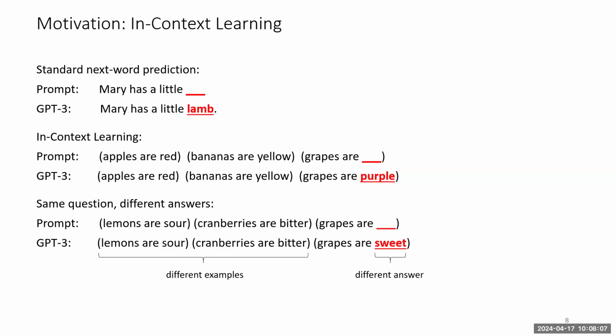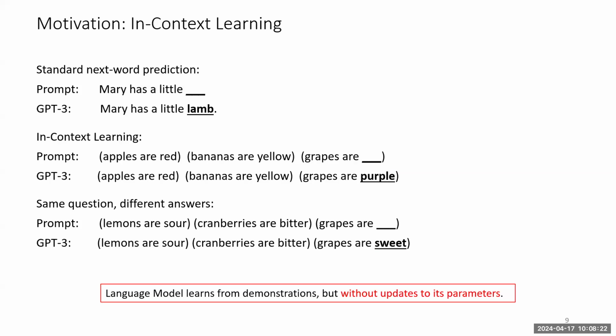If instead I give two examples that lemons are sour and cranberries are bitter, then the language model, to the same question of what are grapes, instead answers that grapes are sweet. This phenomenon is surprising because the language model learns from the demonstrations, but does not need to make any updates to its parameters. In other words, the learning happens entirely in the forward pass.